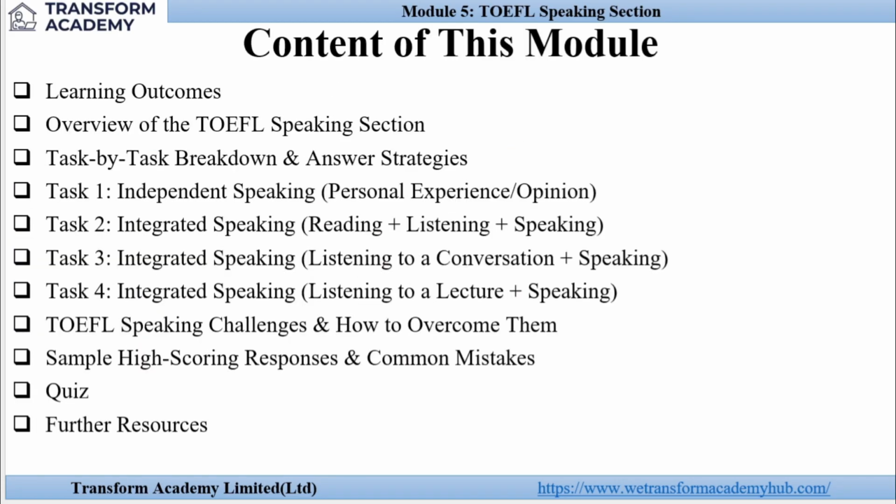Now, the content of this module. In this module, we are going to do the following. First, we'll talk about the learning outcomes. Then, we'll talk about the overview of the TOEFL speaking section. Then, we'll talk about task by task breakdown and answer strategies. Then, we'll talk about task 1, independent speaking, task 2, integrated speaking, task 3 integrated speaking, and task 4 integrated speaking.